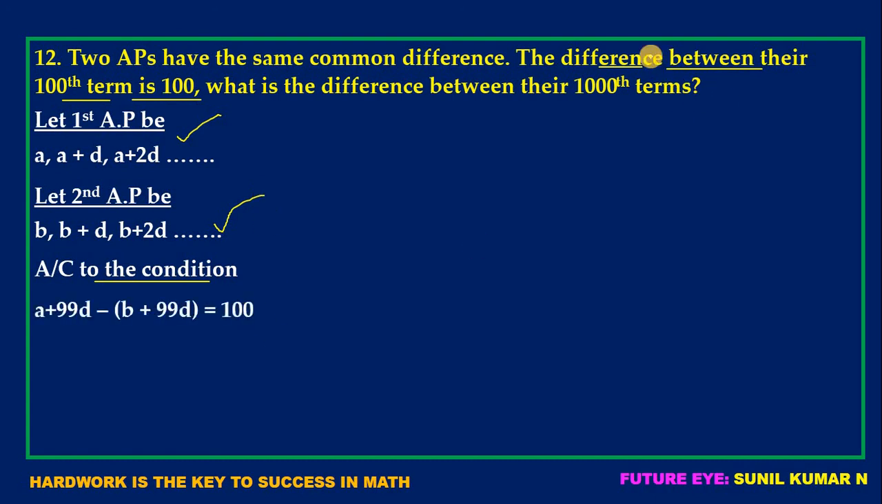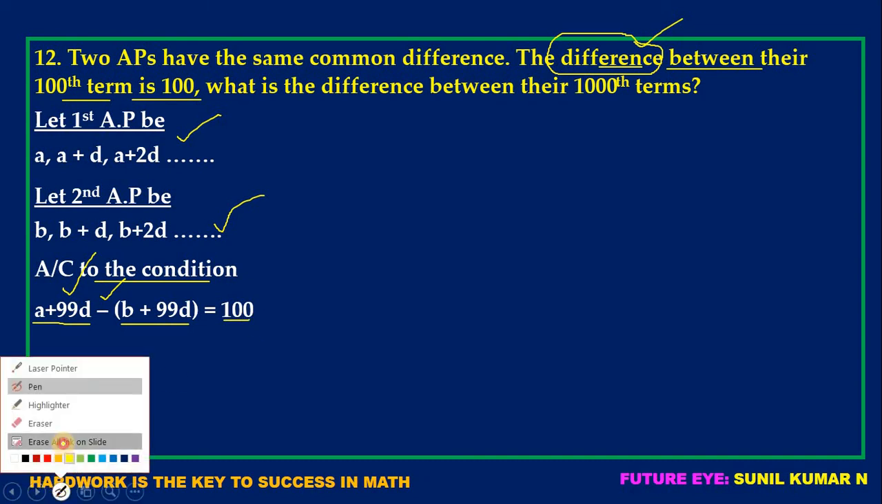Why do we have to subtract? Because they said in the problem, difference between their 100th terms. So this is the 100th term of the first AP, and this is the 100th term of the second AP. And why am I subtracting? Because they said here, the difference of these two will be 100. Hence I have written here 100. Now let us solve this one, children.